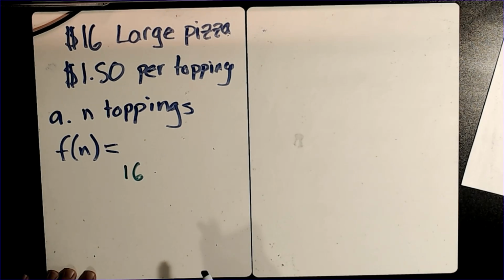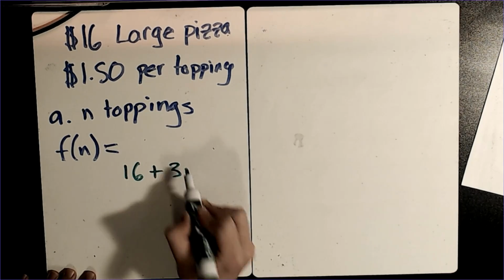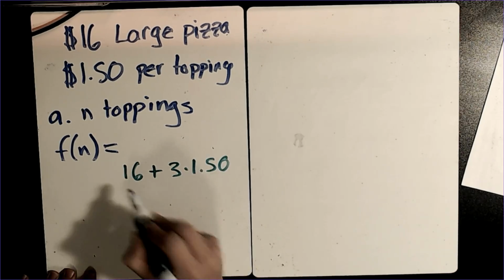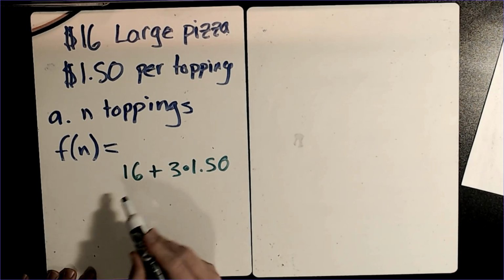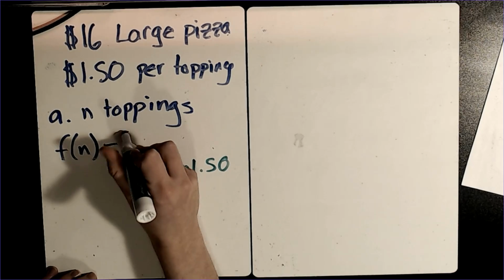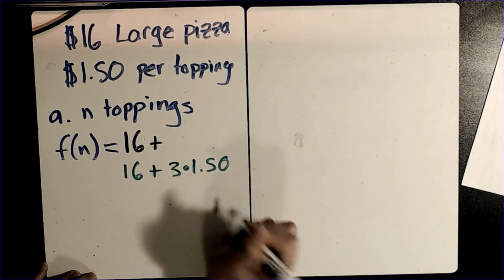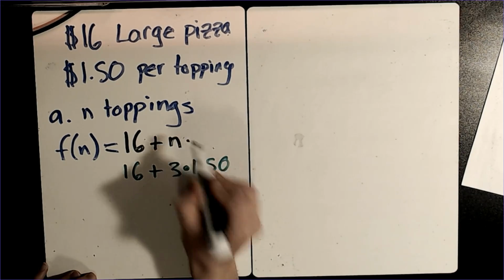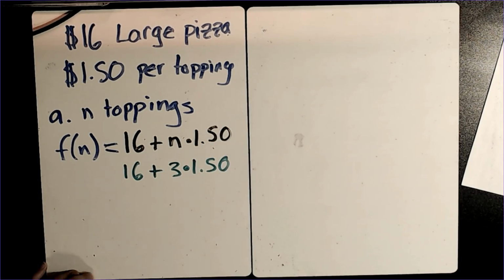So if you had 3 toppings, for instance, you would add 3 times $1.50 to the 16 to get your total price. So this would be with 3 toppings. With n toppings, how are we going to get our price of the pizza? You start with the 16, like we did, right? And then we do as many $1.50s as there are toppings. So n times 1.50, or 1.5 if you want to write it like that, okay?